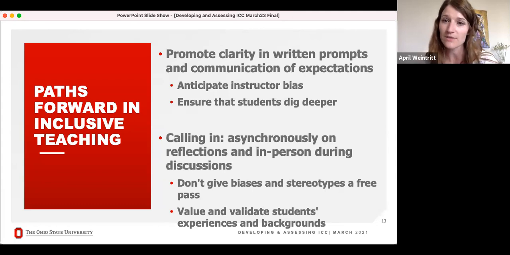In our next round of study, because we're keeping going, we will be training instructors to embrace and facilitate student learning and the validation of student experiences and backgrounds even more.